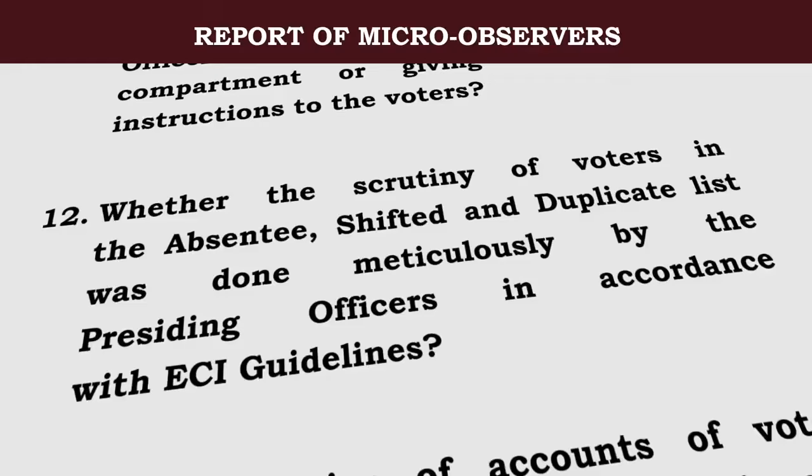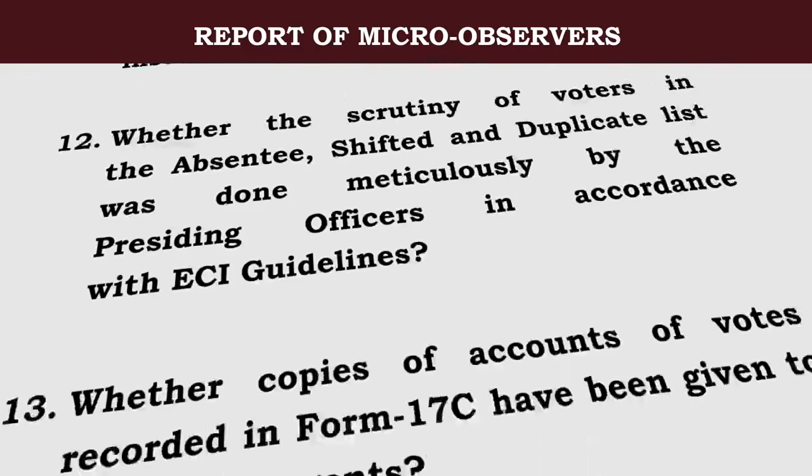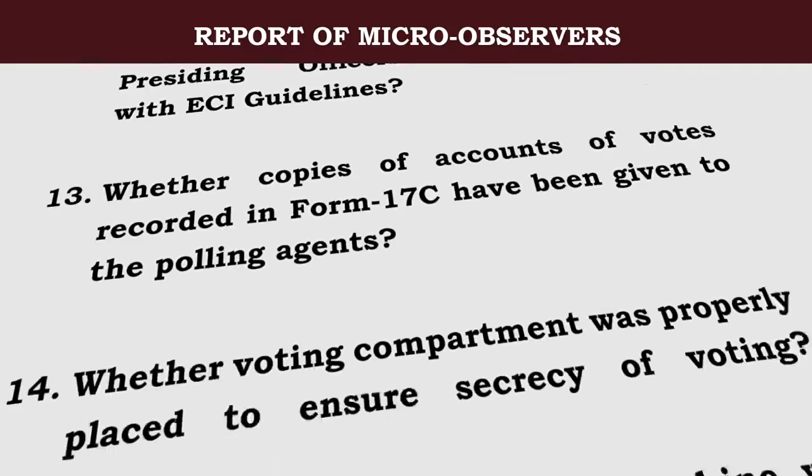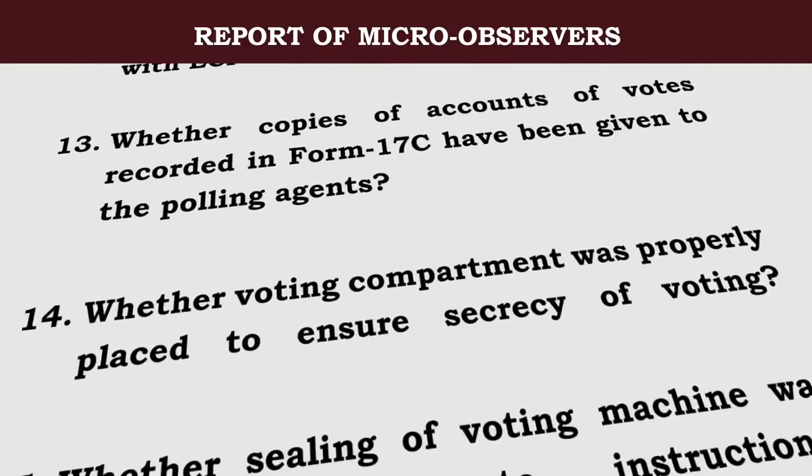Whether the scrutiny of voters in the absentee, shifted and duplicate list was done meticulously by the presiding officers in accordance with ECI guidelines. Whether copies of accounts of votes recorded in Form 17C have been given to the polling agents. Whether voting compartment was properly placed to ensure secrecy of voting.